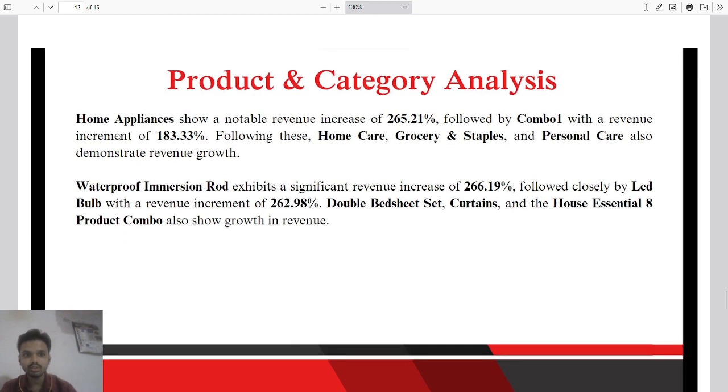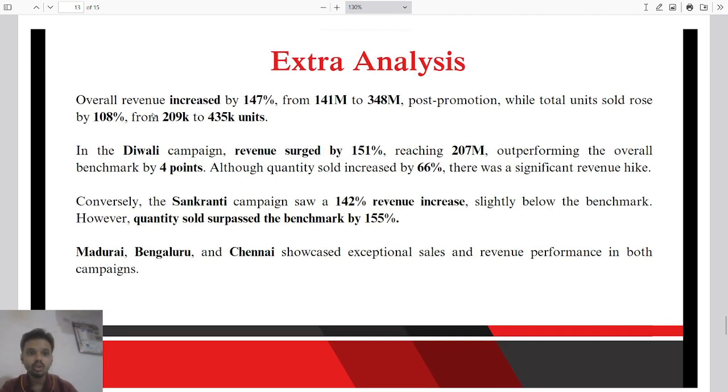Product and category analysis: we can see that home appliances show a notable revenue increase of 265.21%, followed by Combo 1 at 183.33%, followed by other categories. The water immersion rod has given a significant revenue increase of 266.19%, followed by other products. Extra analysis: we can see that the overall revenue increased by 147 percent, and the total quantity sold increased by 108 percent after the campaign started in Diwali.